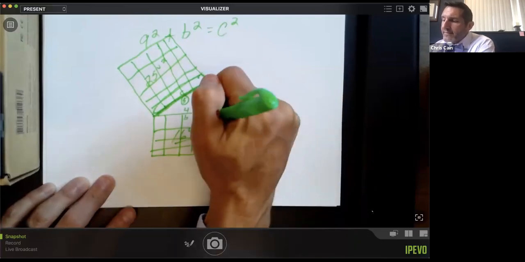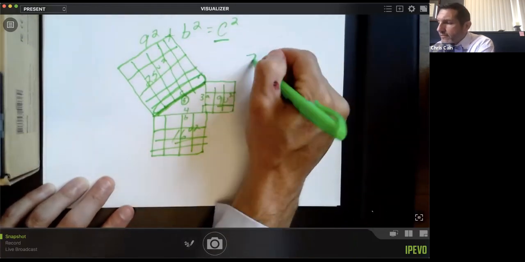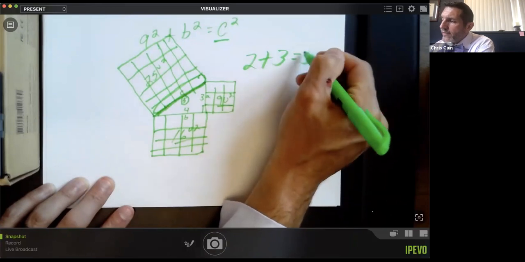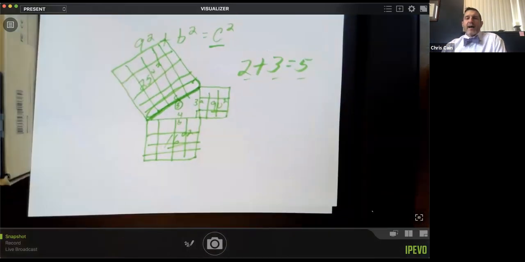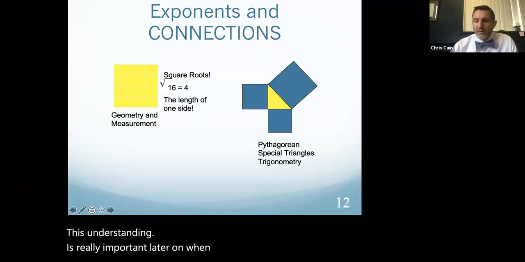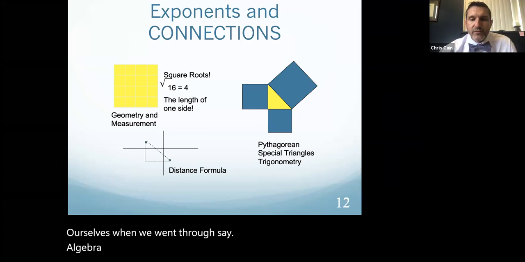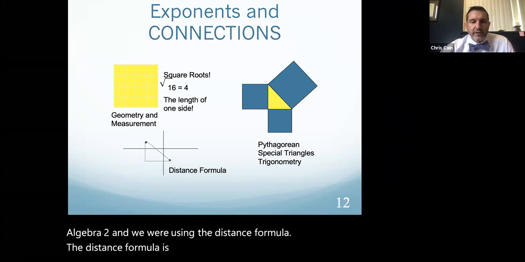But this is not only used to find the hypotenuse. That's what we talk about. It's just like this equation, 2 plus 3 equals 5. If I take any of these out, I can find the other measurement. And that allows me to do this. This understanding is really important later on when we went through, say, algebra 2 and we were using the distance formula. Well, the distance formula is nothing more than the Pythagorean theorem.